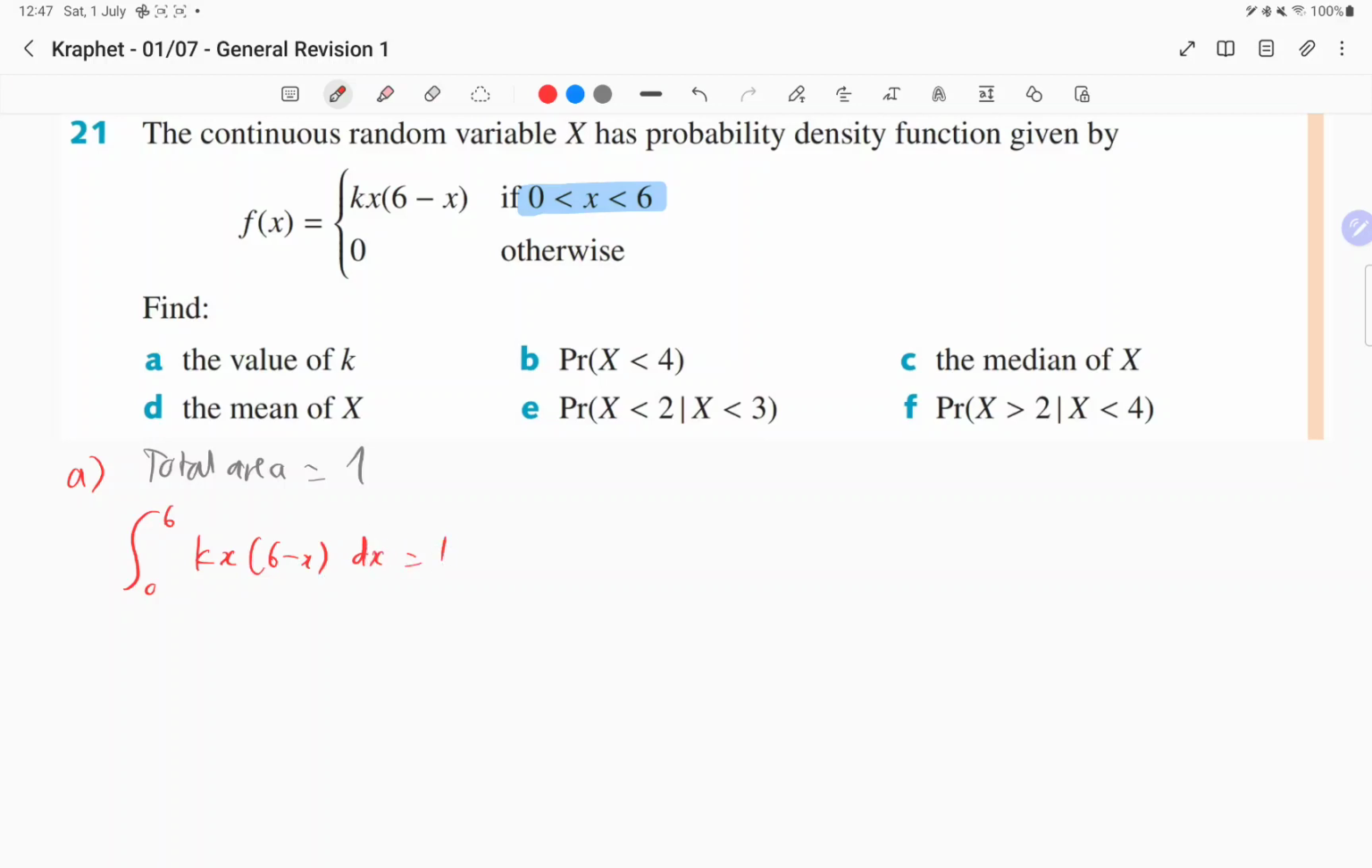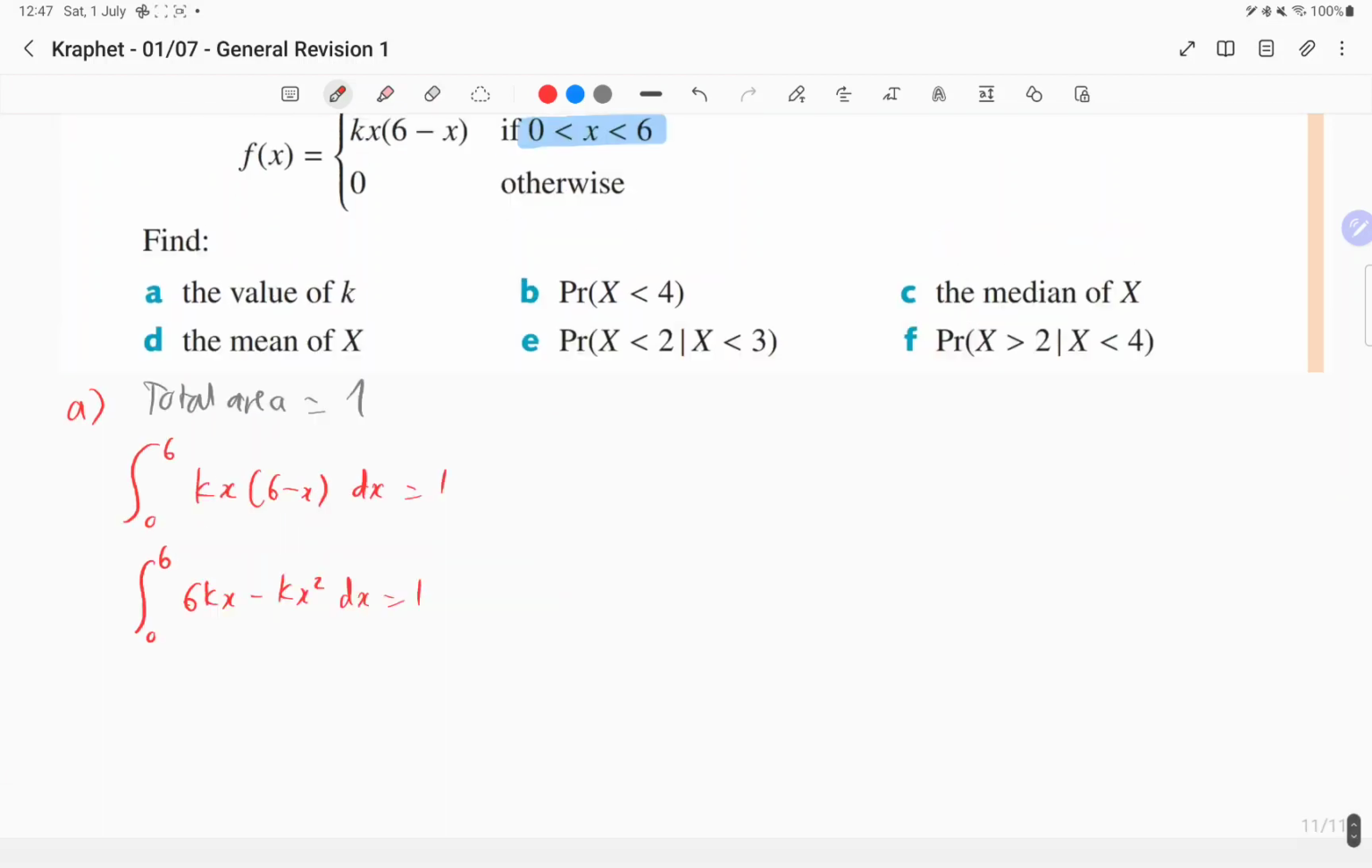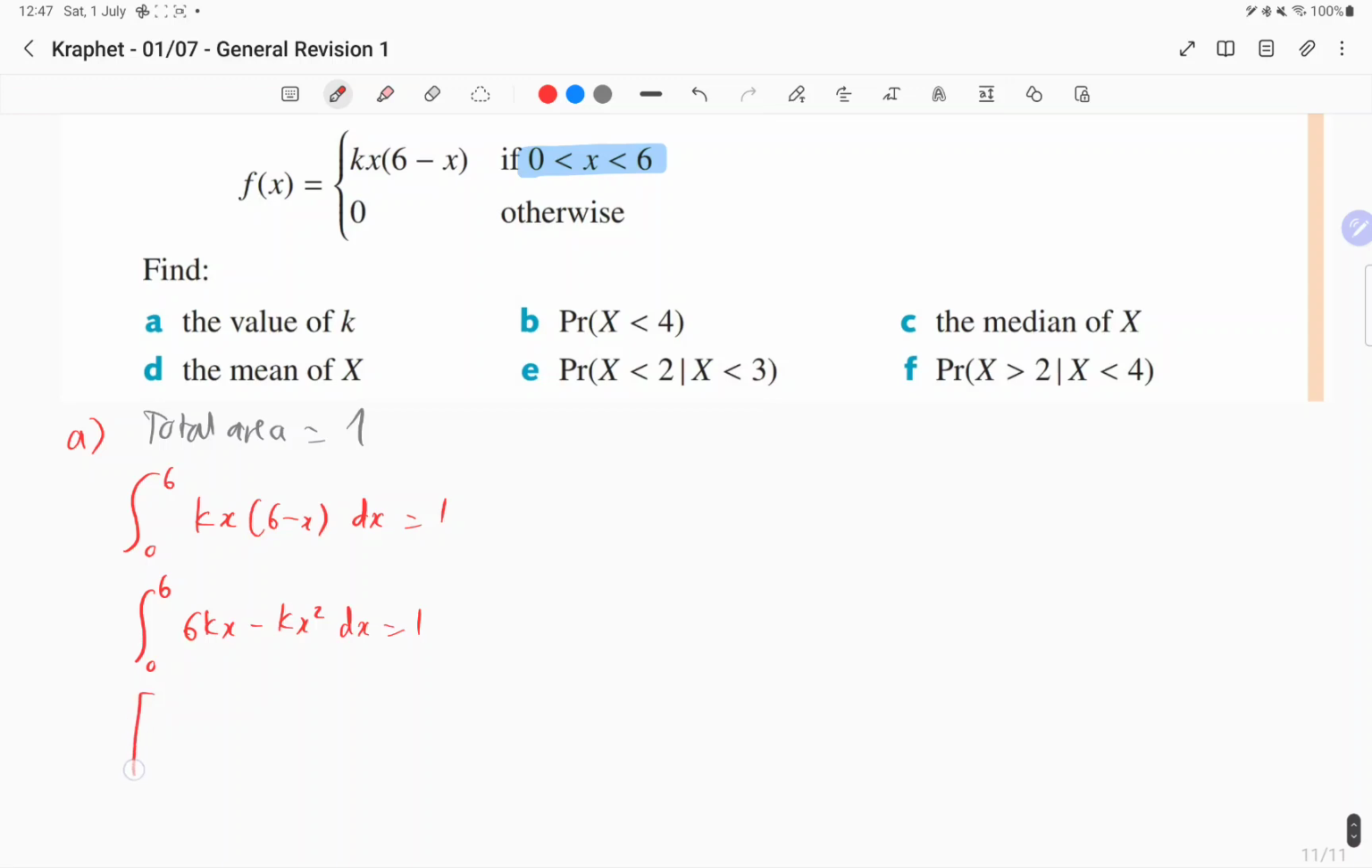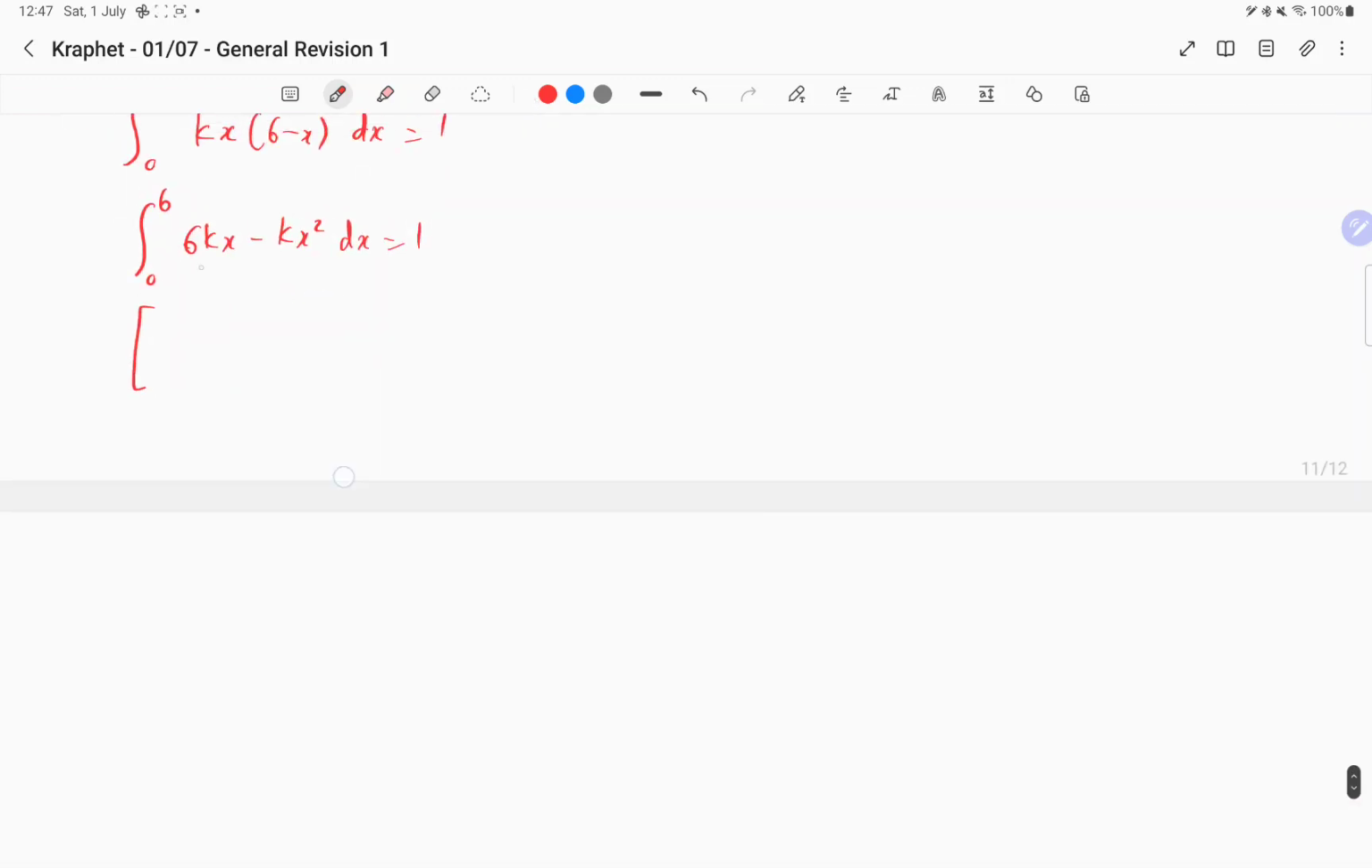Right, it must equal 1. You can't anti-derive it straight away until you expand that. So that will be the integral of 6kx minus kx squared dx equals 1. And then anti-derive it. Then we would get 3kx squared minus k on 3 x cubed, from 0 to 6, equals 1.